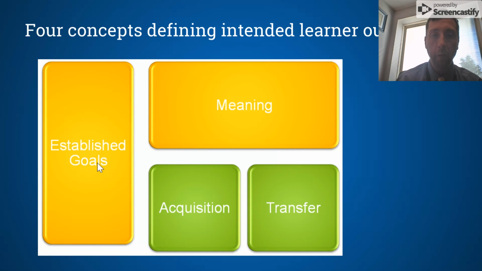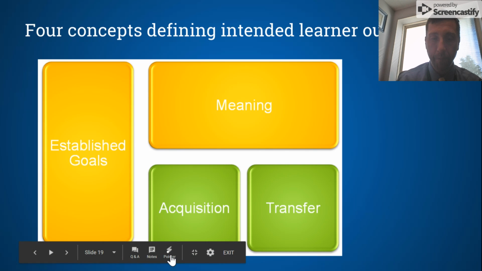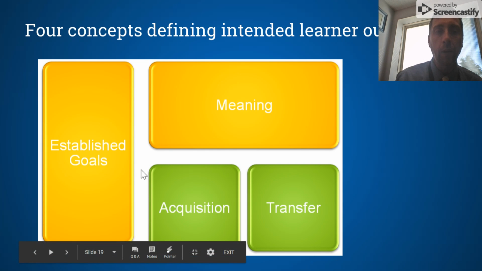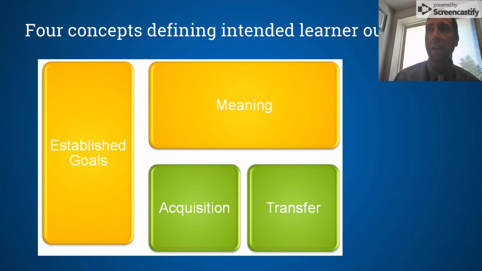When we think about established goals, sorry, I want to get my pointer out there. When we think about the established goals, that's getting into the standards, that's getting into the transfer, the K-12 curricular framework document, those grade level emphasis documents that you were able to look at through SAS. That really is what makes up this whole left side here, this established goals section. You use that to help inform content and sort of long-term objectives.